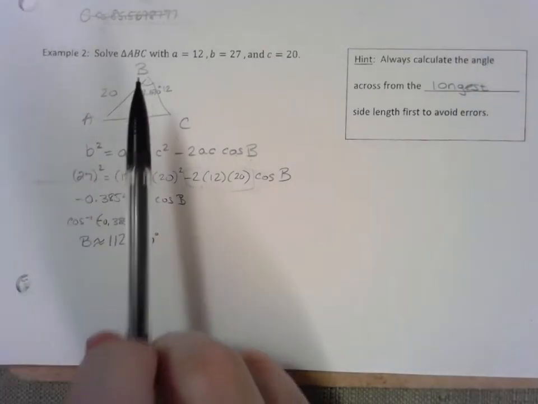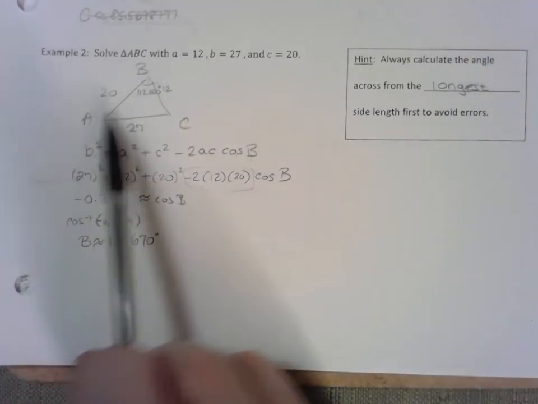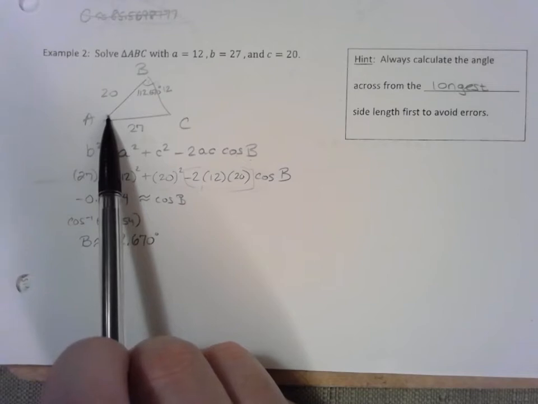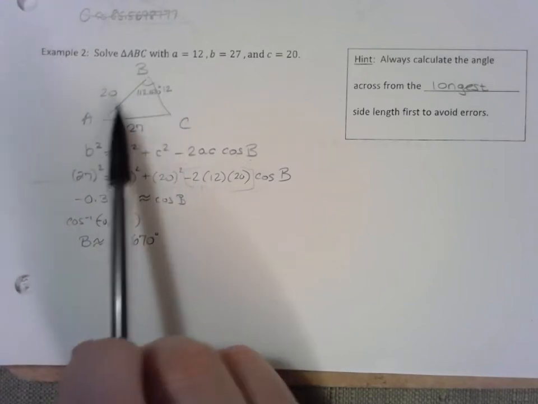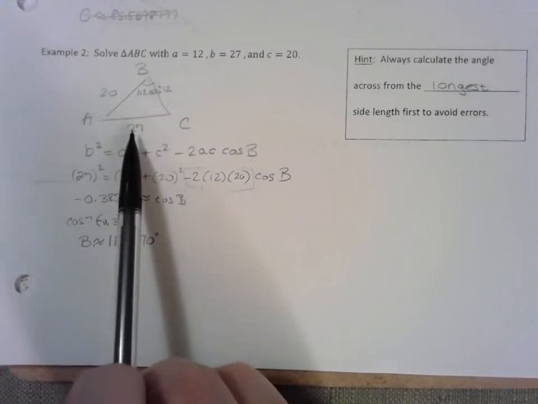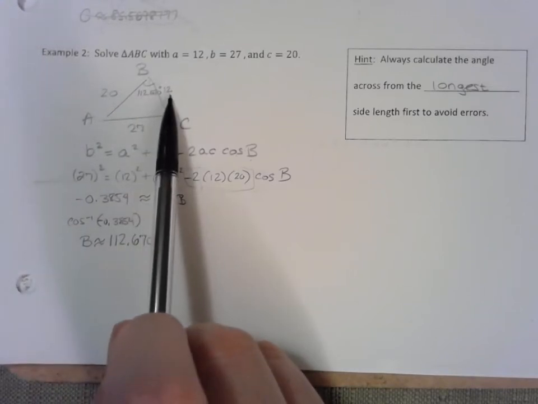Okay, here comes the reasoning for finding this largest angle first. No matter what we do when we try to use the law of sines, let's say we're trying to find the measure of angle A. We have this, and we want to use this. We have a long side, a short side, and an angle.